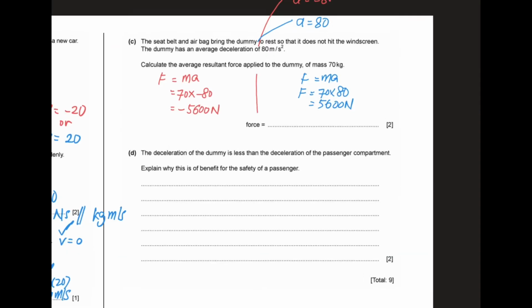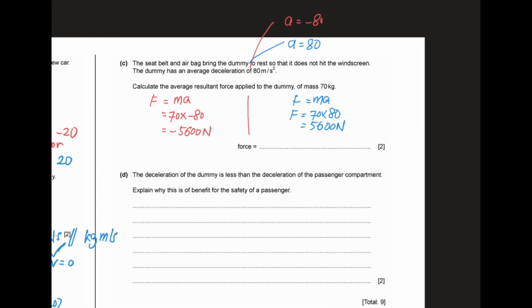Okay, so which one is correct? Again, the idea is they normally put the final answer as positive, so 5,600. Nothing wrong if it's negative 5,600. It's just that they prefer to put the final answer as positive. Somehow it is kind of reasonable to be negative.